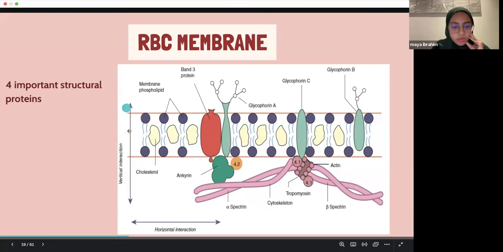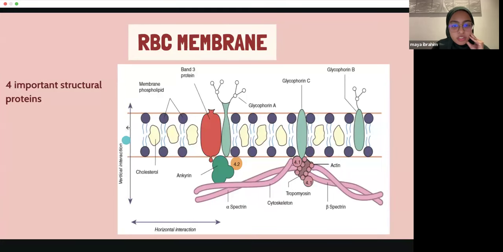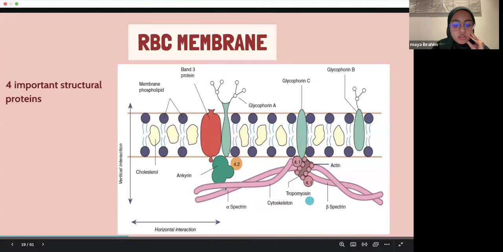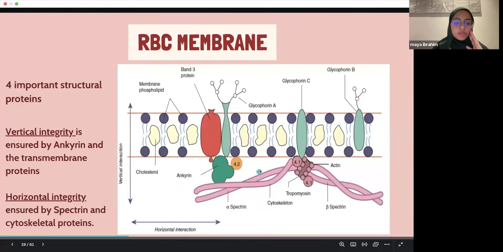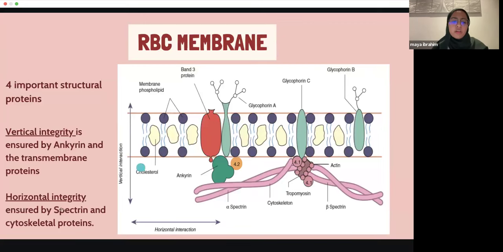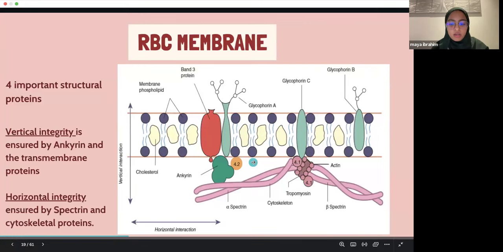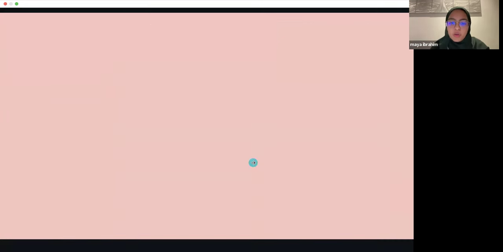The integrity of the membrane is maintained by the protein band 3 and the other integral proteins. The horizontal interaction is maintained by the spectrin protein mostly and the other cytoskeletal proteins. And this is a very commonly asked topic, so make sure you know this well.